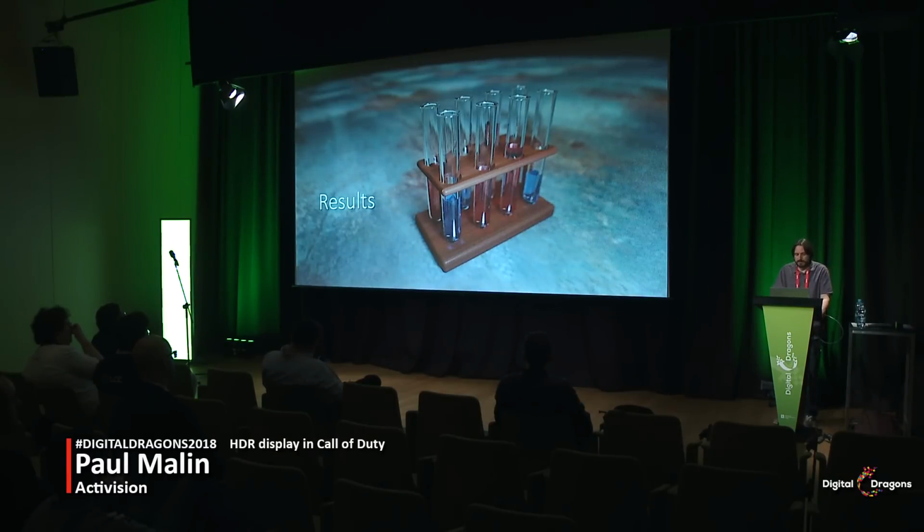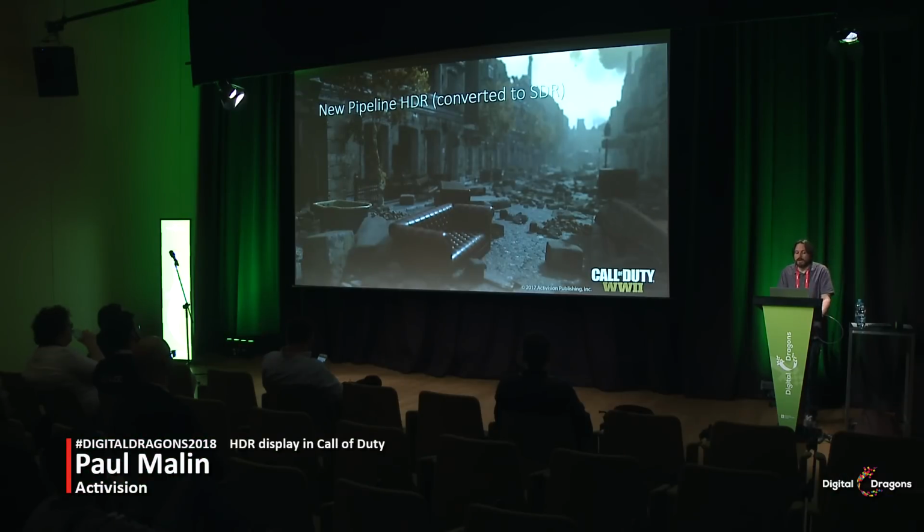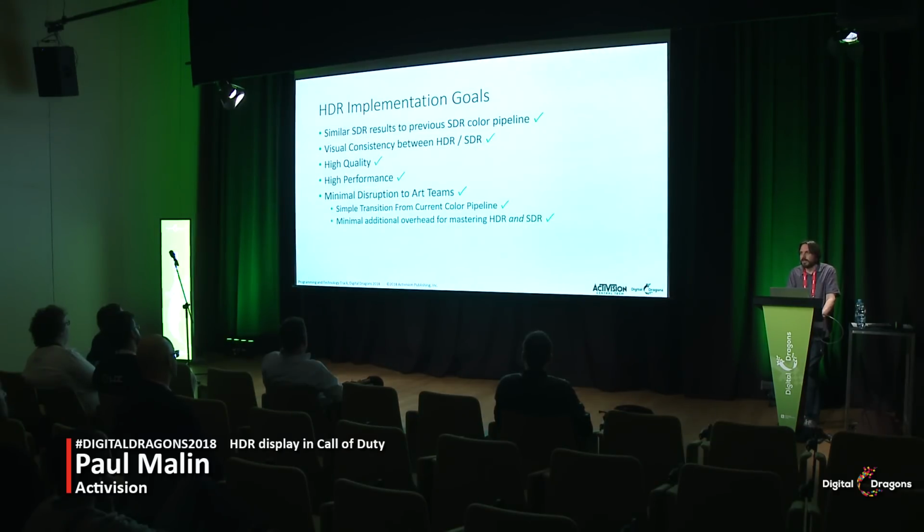So how did things work out? This was the ungraded result from the previous color pipeline in SDR. And this is the ungraded SDR result from the new pipeline. The results are close to the previous pipeline, and the HDR display mapping gave us a consistent-looking image when we switched to HDR. And there's now an HDR color grading pipeline that lets us tweak this look while giving consistent results. So generally, we met all the goals that we'd set out to.